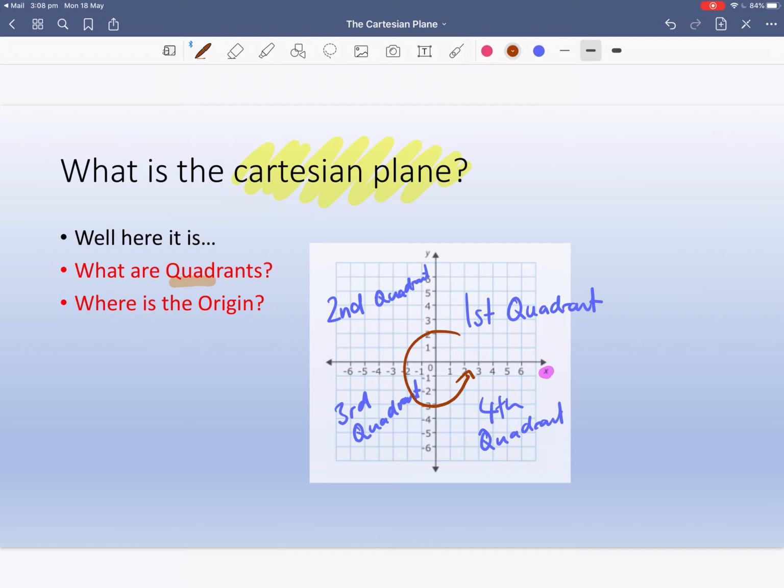Okay, and where is the origin? The origin is here. So this is the origin, and it has a coordinate, we say O, and it has a coordinate 0, 0. Okay, so it's the middle of the Cartesian plane where the x-axis intersects with the y-axis in the middle. Okay, so the origin is the middle.